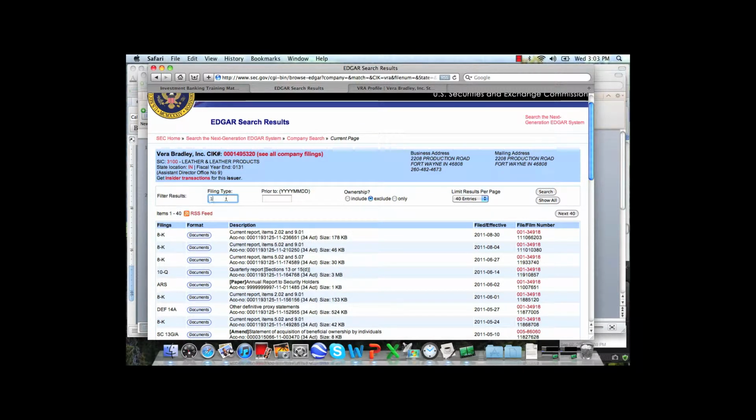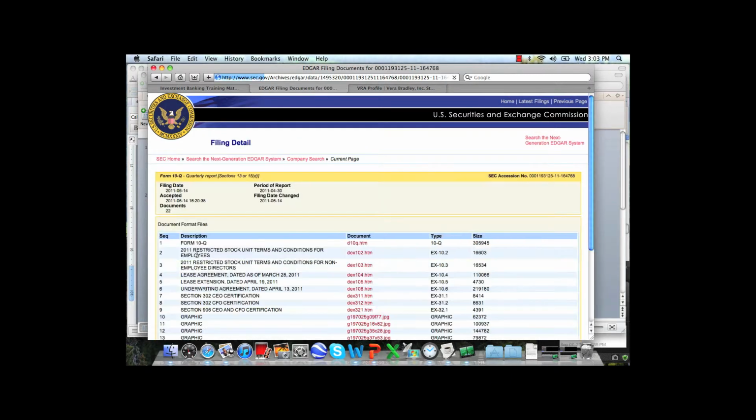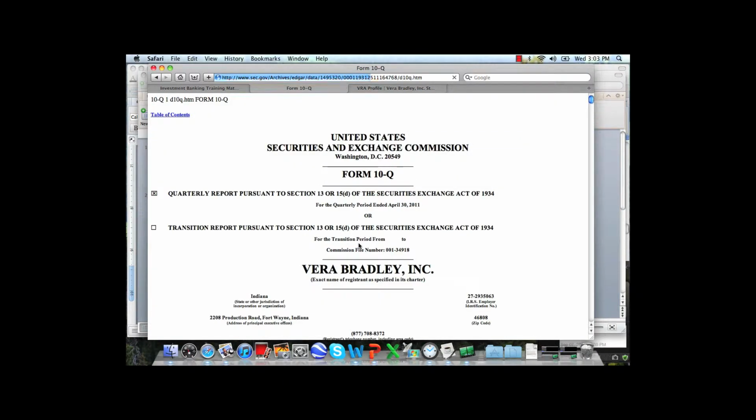We could also search by filing type, and that'll bring us all the 10Qs. And you can see this company actually has filed 2. I'm going to click on the actual Form 10Q link, and it's set up similarly to a 10K, just a much shorter version.